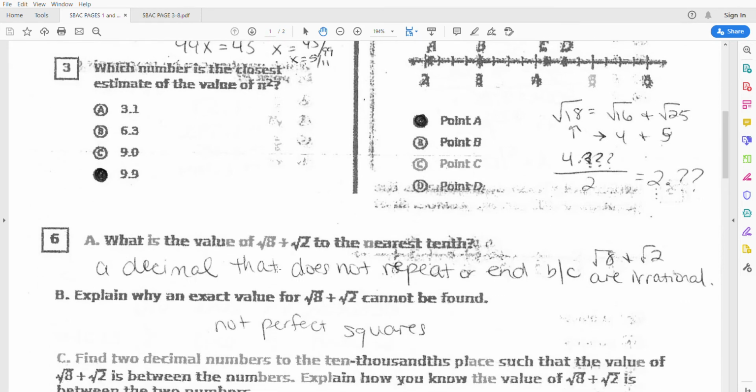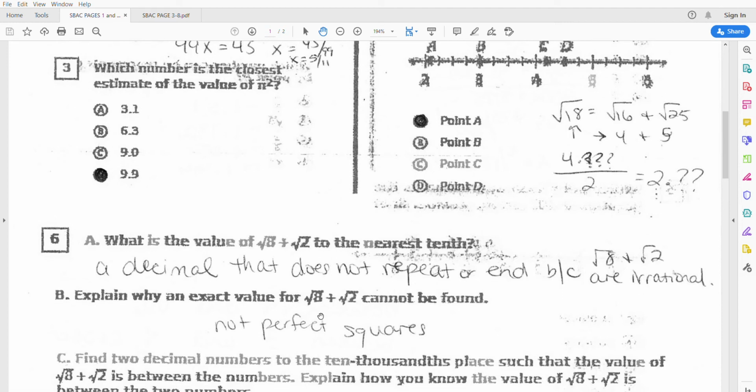What is the value of the square root of 8 plus the square root of 2 to the nearest tenth? So a good answer to this question is you know that the square root of 8 and the square root of 2 are both irrational, and we know that imperfect squares are irrational, and decimals that go on forever but do not repeat are irrational. So you know that this answer together is going to make a decimal that does not repeat or end because it's irrational.